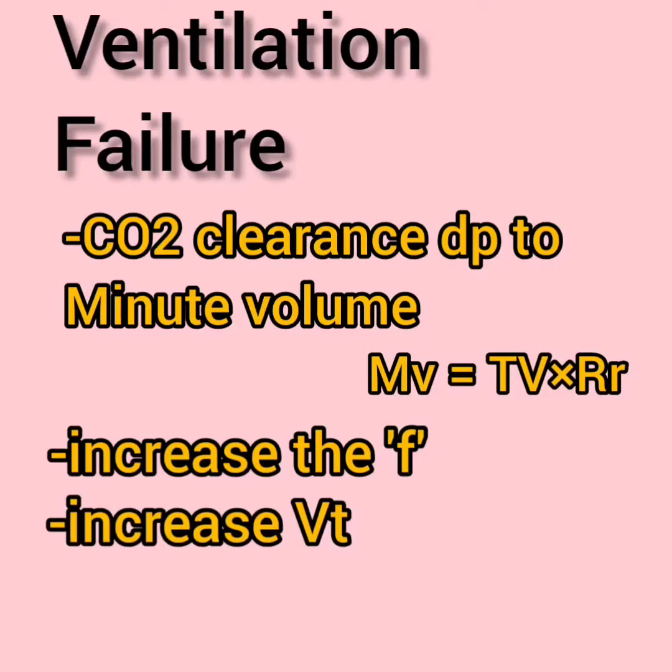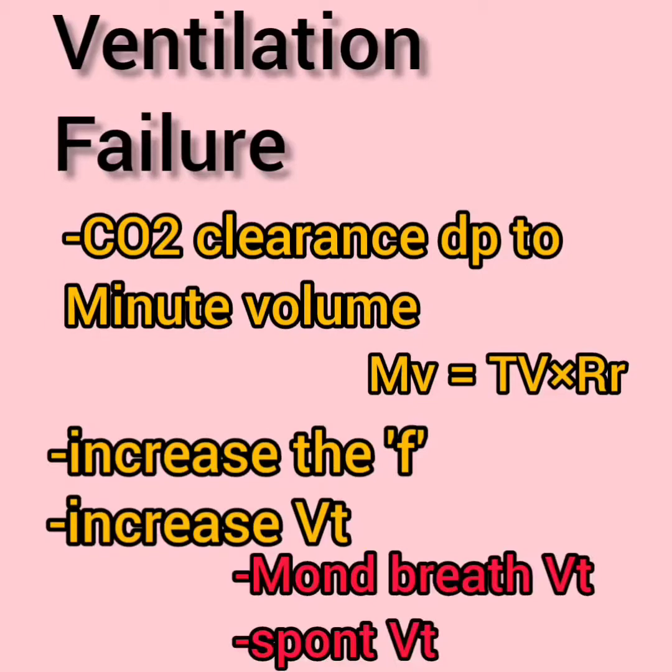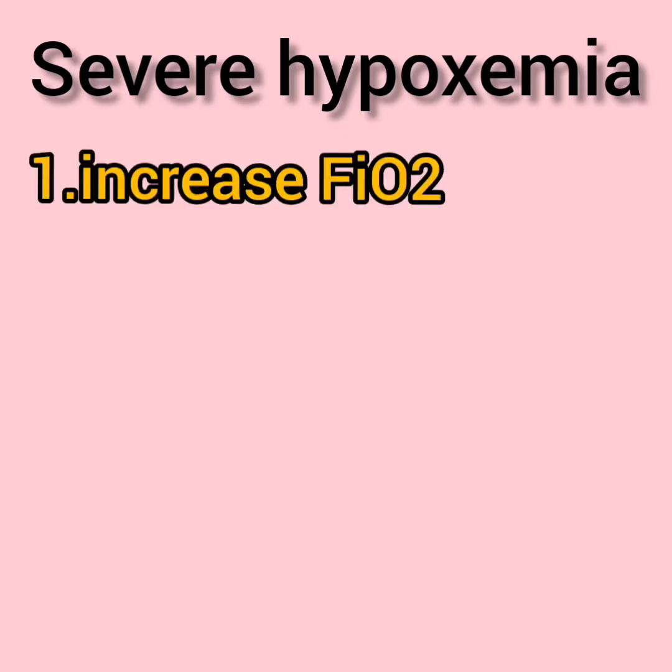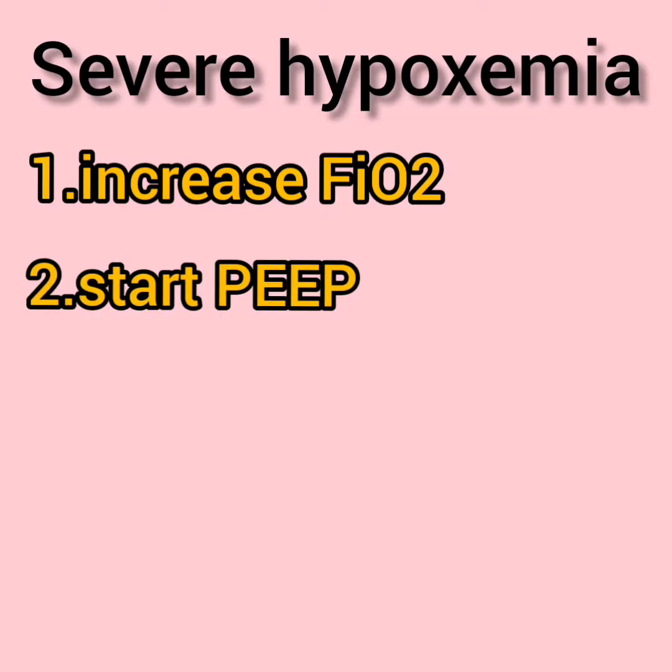The tidal volume can be increased either by ventilatory tidal volume, that is in volume control modes of ventilation, or by increasing the spontaneous tidal volume. Spontaneous tidal volume can be increased by adding pressure support to the inspiration. The next thing is to improve oxygenation of the patient. The first thing is to increase the FiO2 percentage, and the next thing is to start the PEEP. PEEP recruits new alveoli and improves oxygenation.